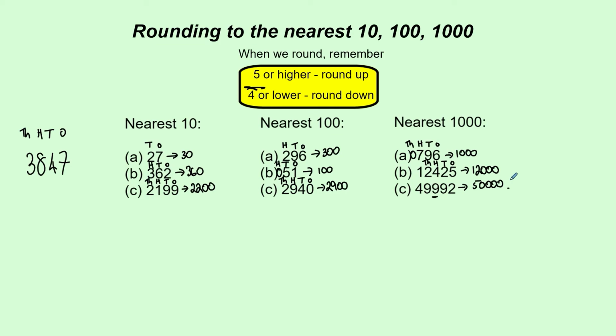Okay, that's how you round to the nearest 10, 100 or 1,000. It's all about the rules in the top box, and those are the same rules that are going to apply for all your rounding from here on in.